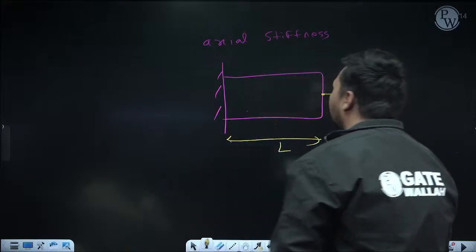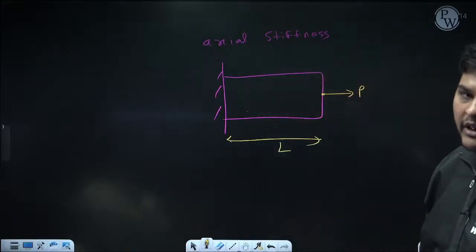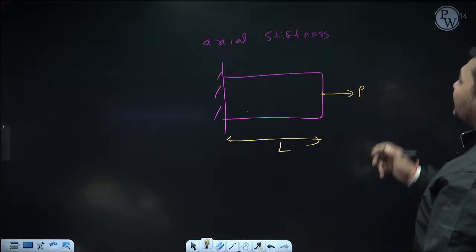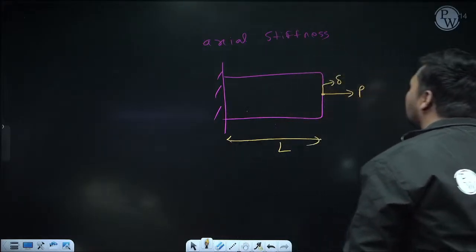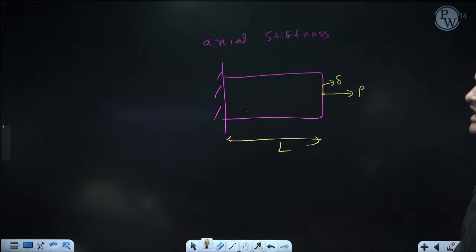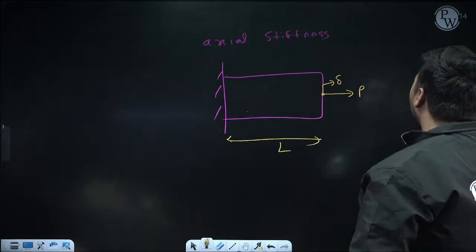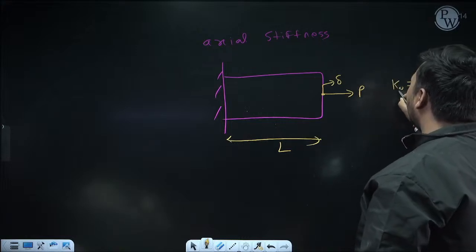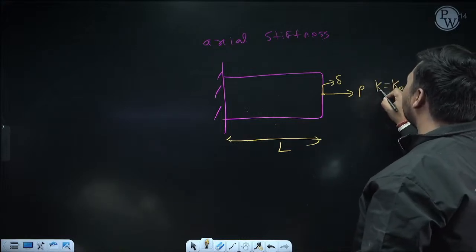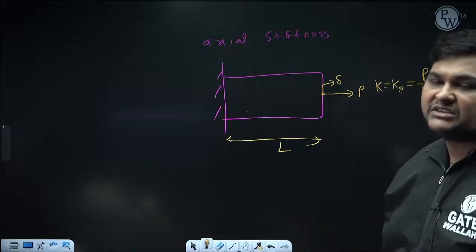Suppose that force I am representing as P. Then we'll calculate the deflection of the same point in the axial direction. So suppose deflection of this point I am representing as delta. So can I say P by delta will be the stiffness of this bar, and this stiffness, which I am referring as K equivalent, is also known as axial stiffness. If you want, you can simply refer to this as K also.